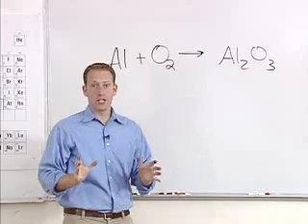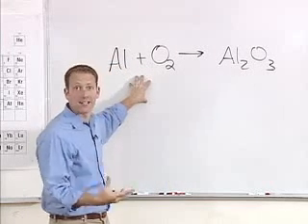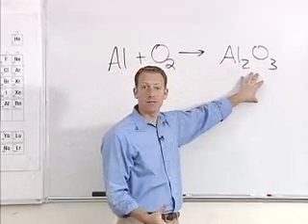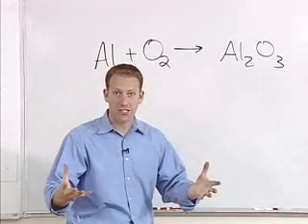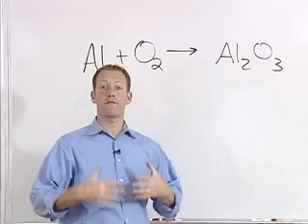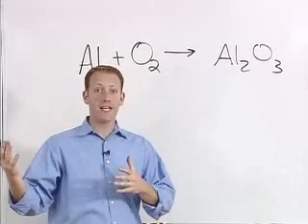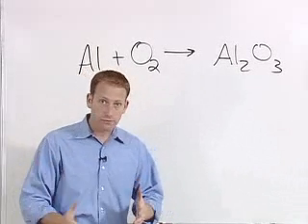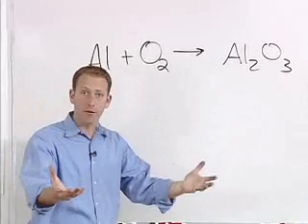In any equation, the total number of atoms on one side in the reactants have to equal the total number of atoms on the right side. That's called the law of conservation of mass, or law of conservation of matter. And all that means is matter or mass cannot be created or destroyed. So whatever you start with, you have to end up with.